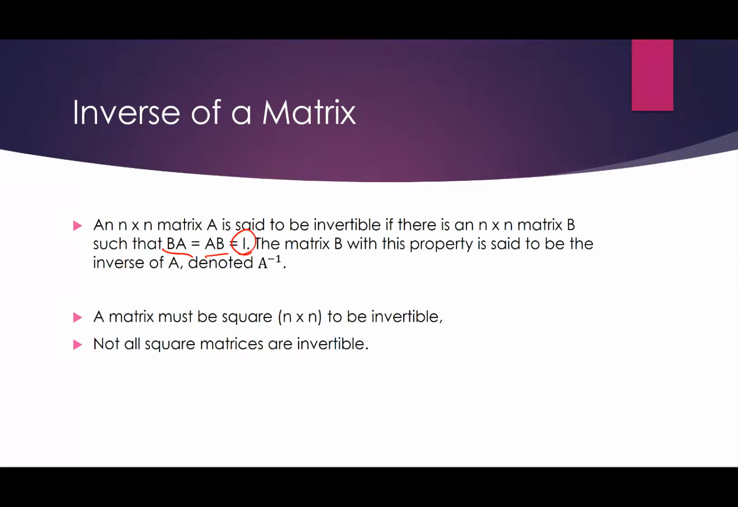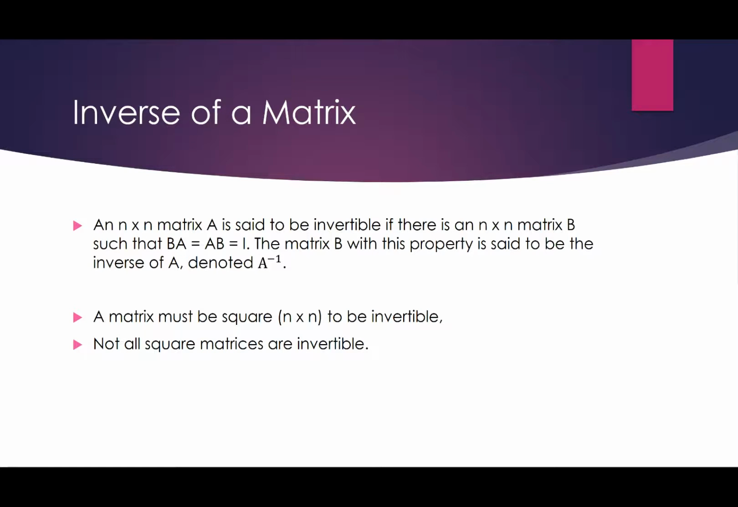A matrix B with this property is said to be the inverse of A, denoted A to the -1 power. This is called A inverse. So when you see A to the -1 power, I'm going to be calling it A inverse from now on. So when I see that, I'll be saying A inverse or inverse of A.